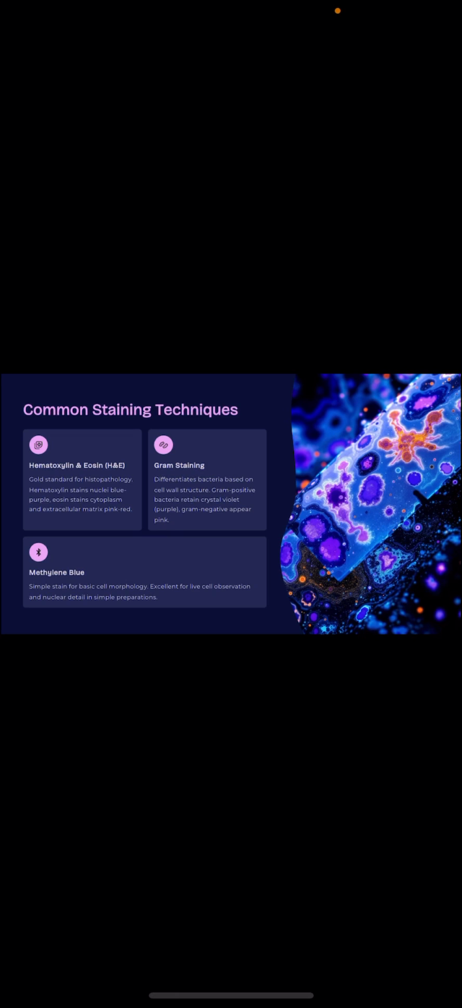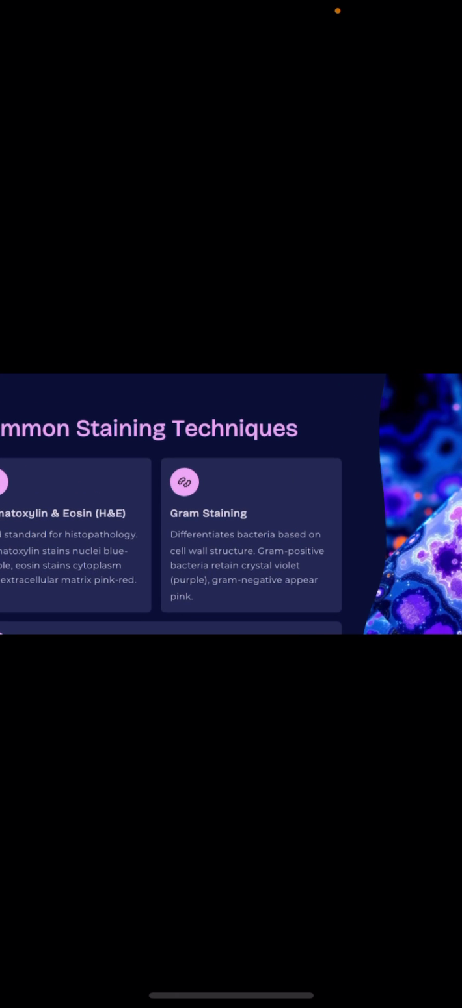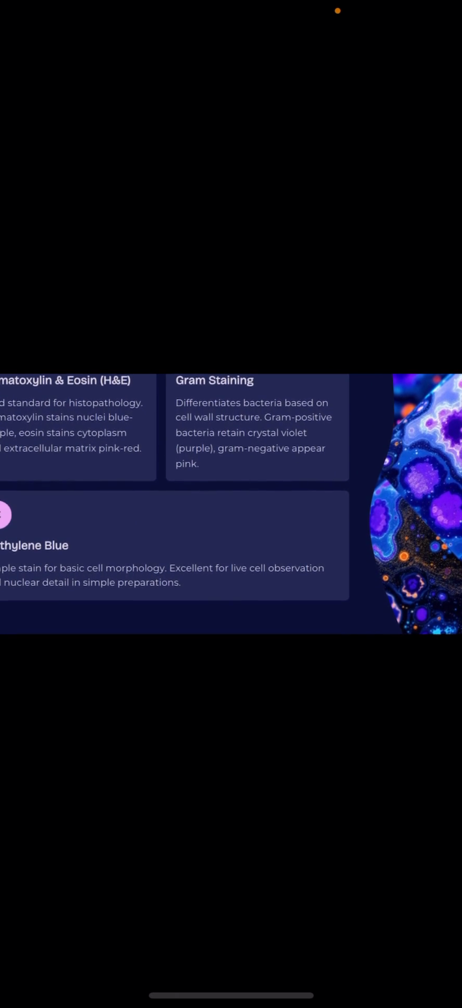It will be coming in the next video or maybe the one after, but I will surely show what is gram staining and what is a gram positive and a gram negative bacteria. Right now let's just go with the definition to understand its overview. It differentiates bacteria based on cell wall structure. Gram positive bacteria retain crystal violet and appear purple, and gram negative appear pink.